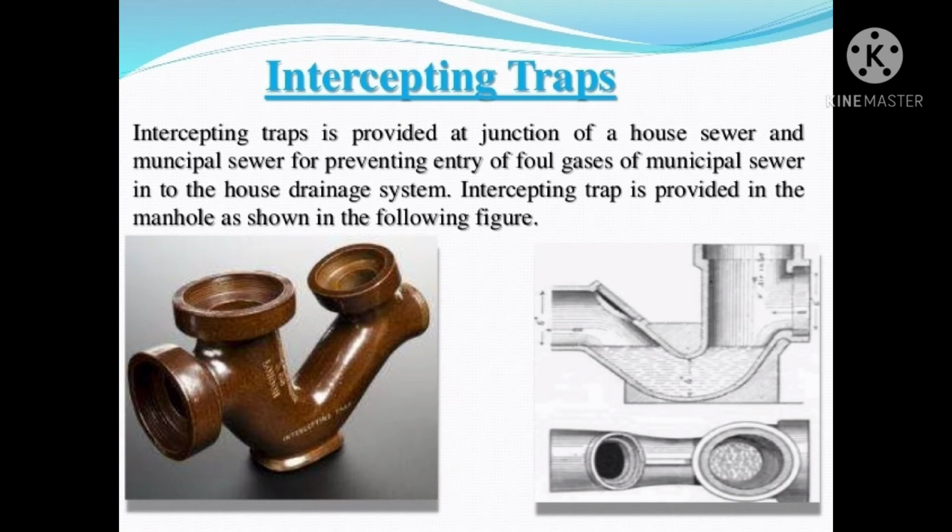Next one, intercepting trap. Intercepting trap is provided at a junction of a house sewer and a municipal sewer for preventing entry of foul gases of municipal sewer into the house drainage system. Intercepting trap is provided in the manhole as shown in the following figure. This one is the intercepting trap.